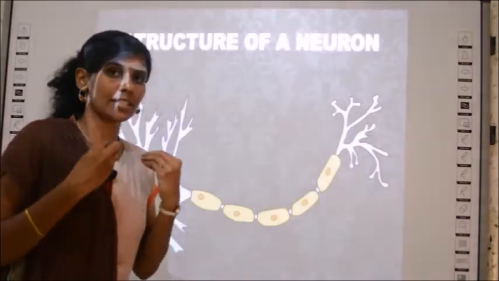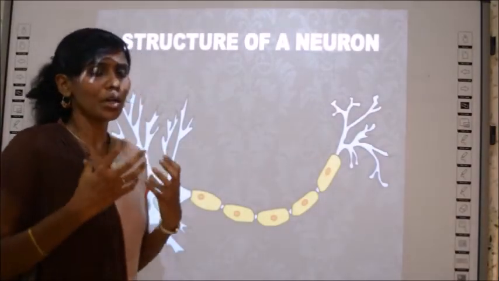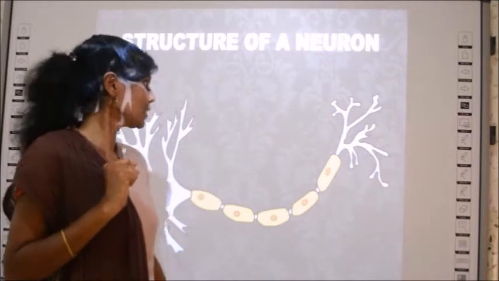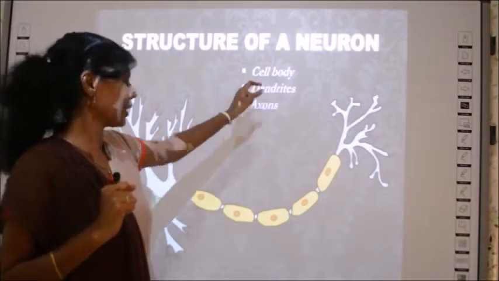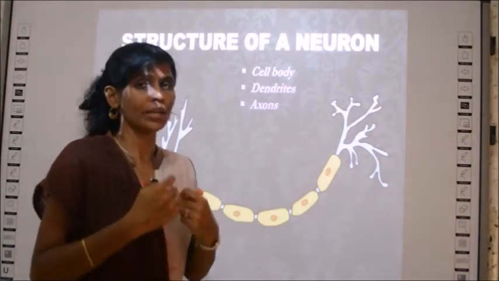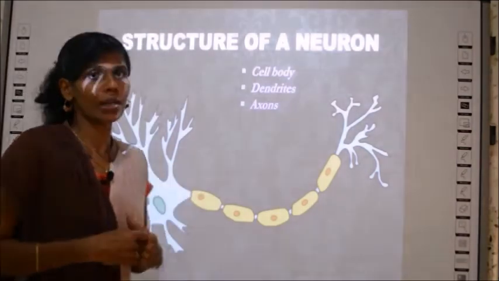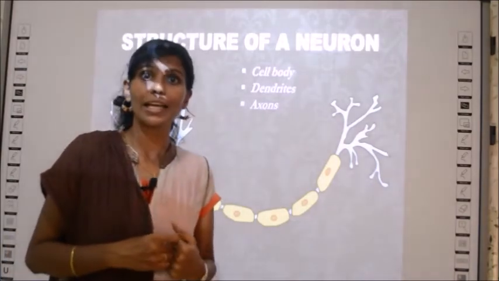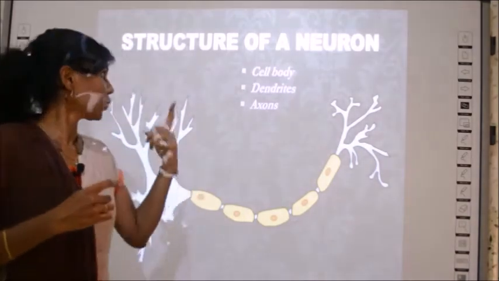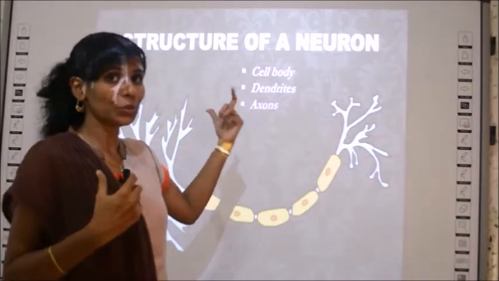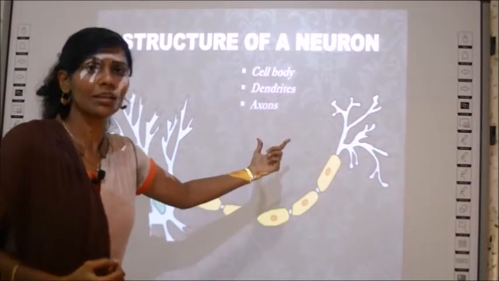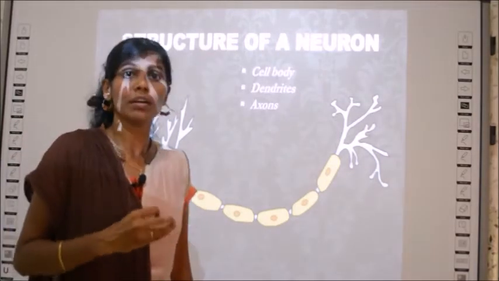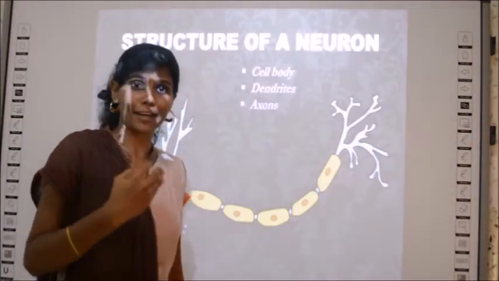So, the detailed structure of the neuron. What all does a neuron have? A neuron has three main parts. The first part is called the cell body, the second part is called dendrites, and one more part you have is called axons. So, what are the three parts of the neuron? Cell body, dendrites and axons.